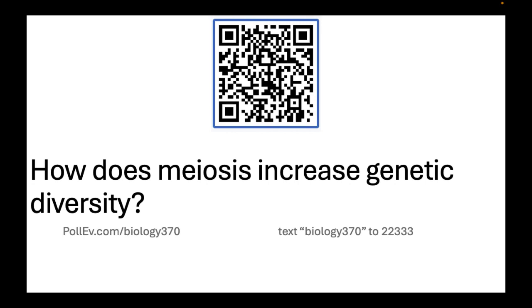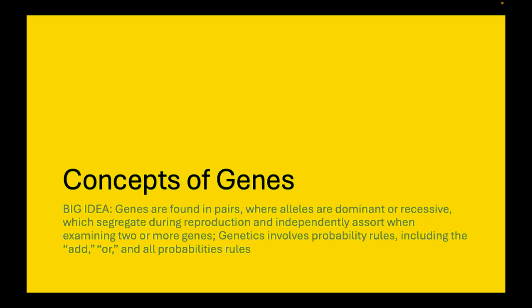So how does meiosis increase that genetic diversity? Here we're going to switch our focus from molecules to you. We're now going to start talking about organisms, not DNA, RNA, protein, histones, chromatin, stuff like that. We don't even care that much about cells. We're bypassing all of that. So genes are always going to be found in pairs, where alleles are going to be dominant or recessive, and they segregate during reproduction and independently assort when examining two or more genes. Genetics involves probability, including ands, ors, and the all of the above option.